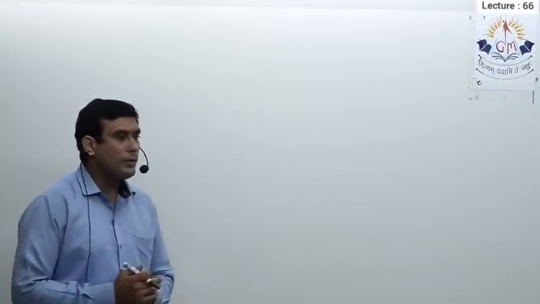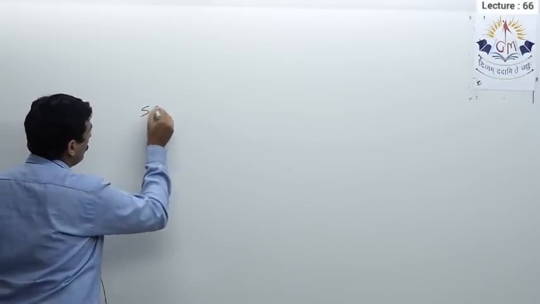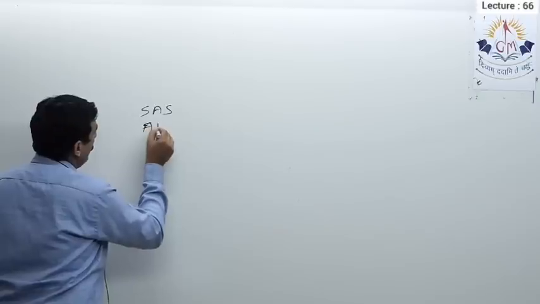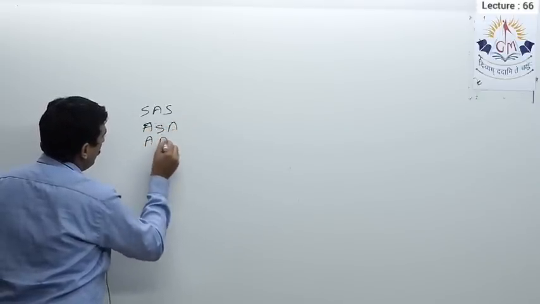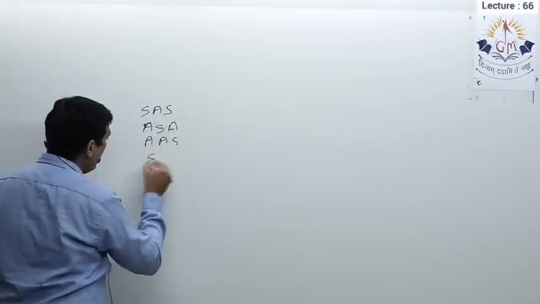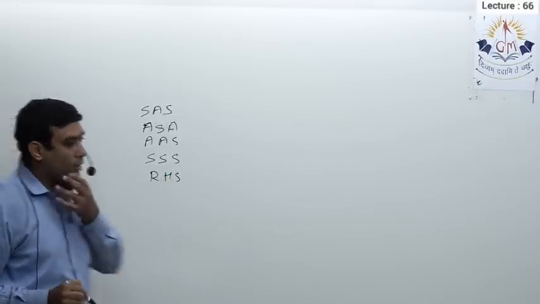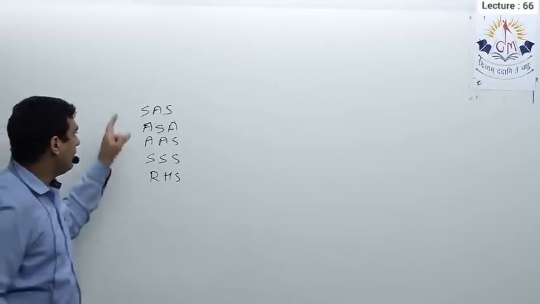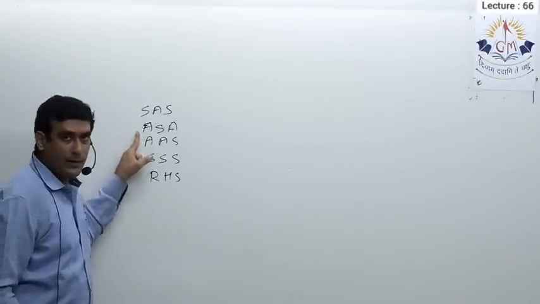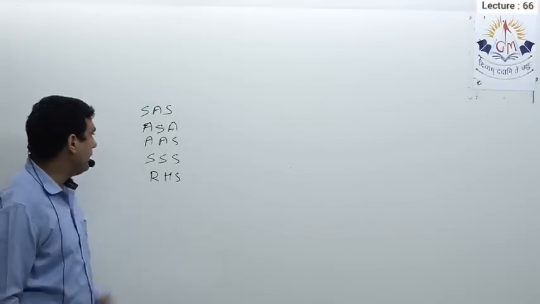So there are some rules that you must have learnt in class 7th. The rules are, if you remember the names, SAS, ASA, AAS, SSS and RHS. These are basically 5 rules or conditions by which we can prove that triangles are congruent. Side angle side, angle side angle, angle angle side, side side side, right angle hypotenuse side.